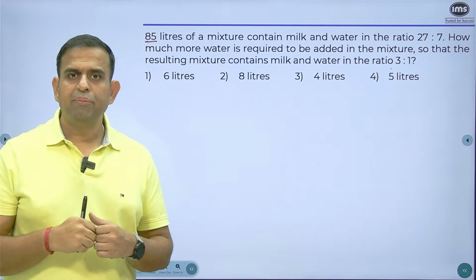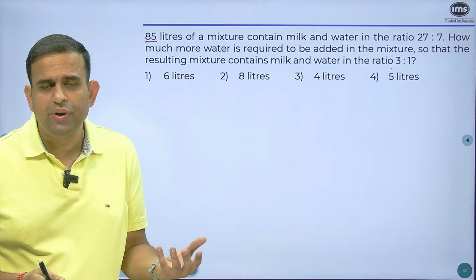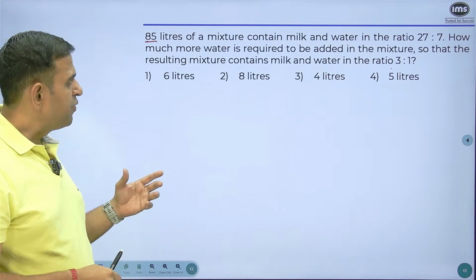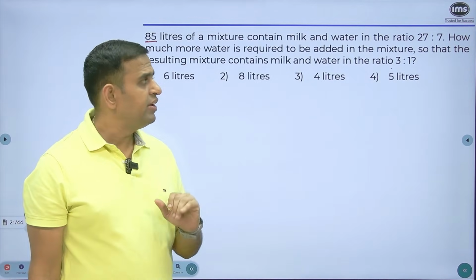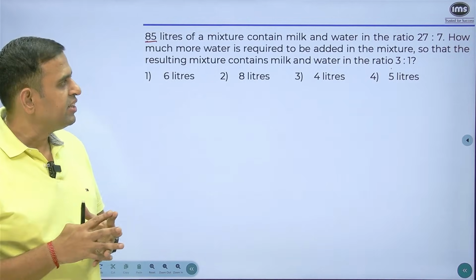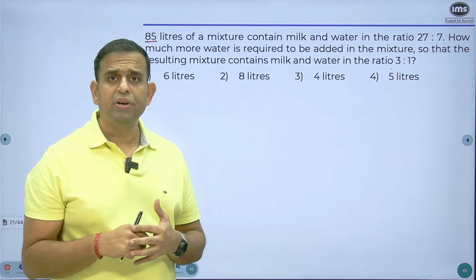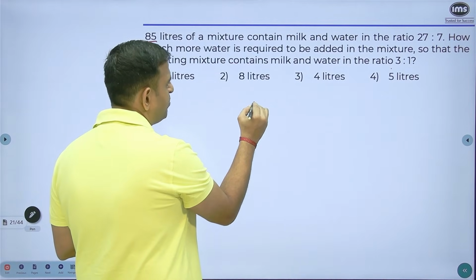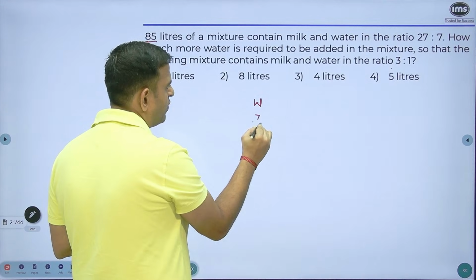Let us look at another method to solve this particular question. You can use equations as well, but I will take the help of alligation. Initially we have milk and water in the ratio of 27:7. Then we are adding pure water. And finally, we have a mixture where the ratio of milk and water becomes 3:1. Initially, if I ask you the proportion of water, it is 7 out of 34.